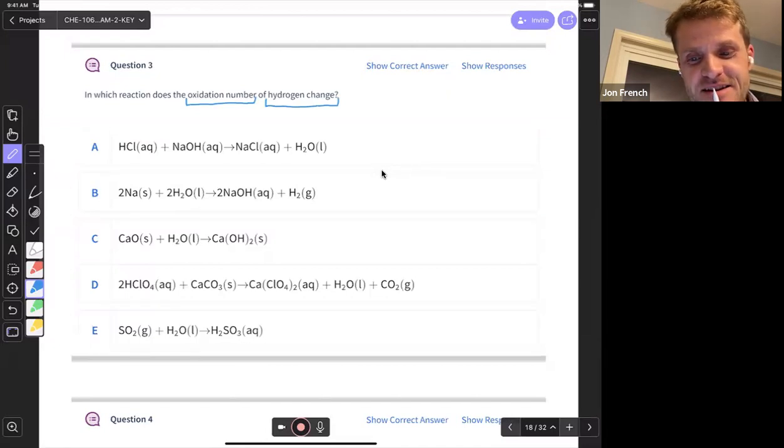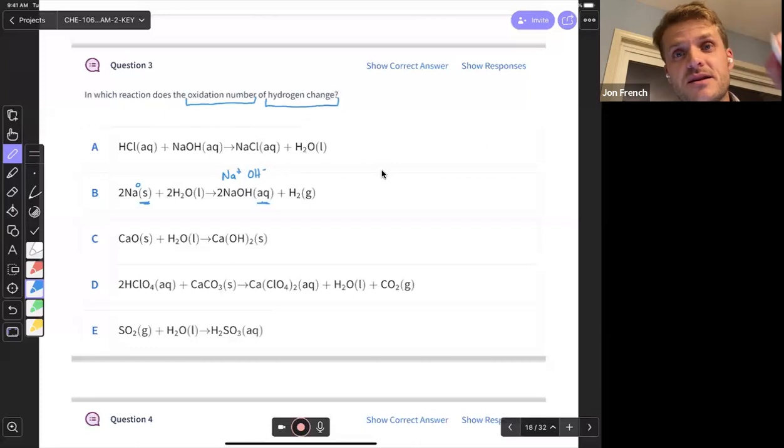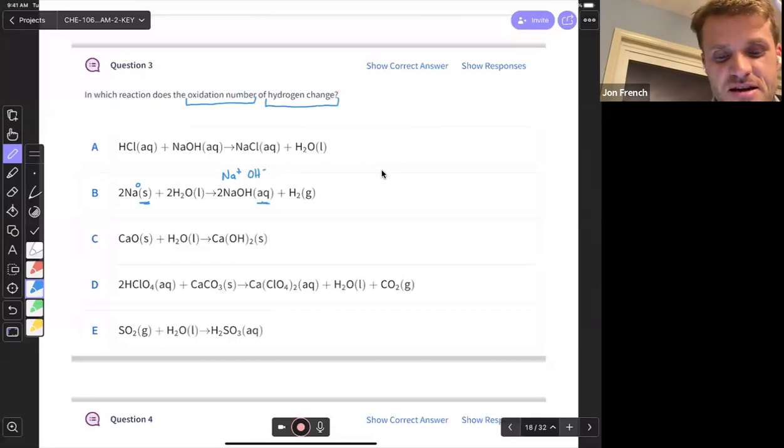In which reaction does the oxidation number of hydrogen change? So one key thing to pick out that a redox reaction is happening is that we have something that's a solid going to something that's aqueous, because any pure elemental solid needs to have an oxidation state of 0. So sodium is 0 as solid sodium. If we look over here in sodium hydroxide, now I've got sodium +1 because hydroxide is -1. So the oxidation state of sodium has changed.